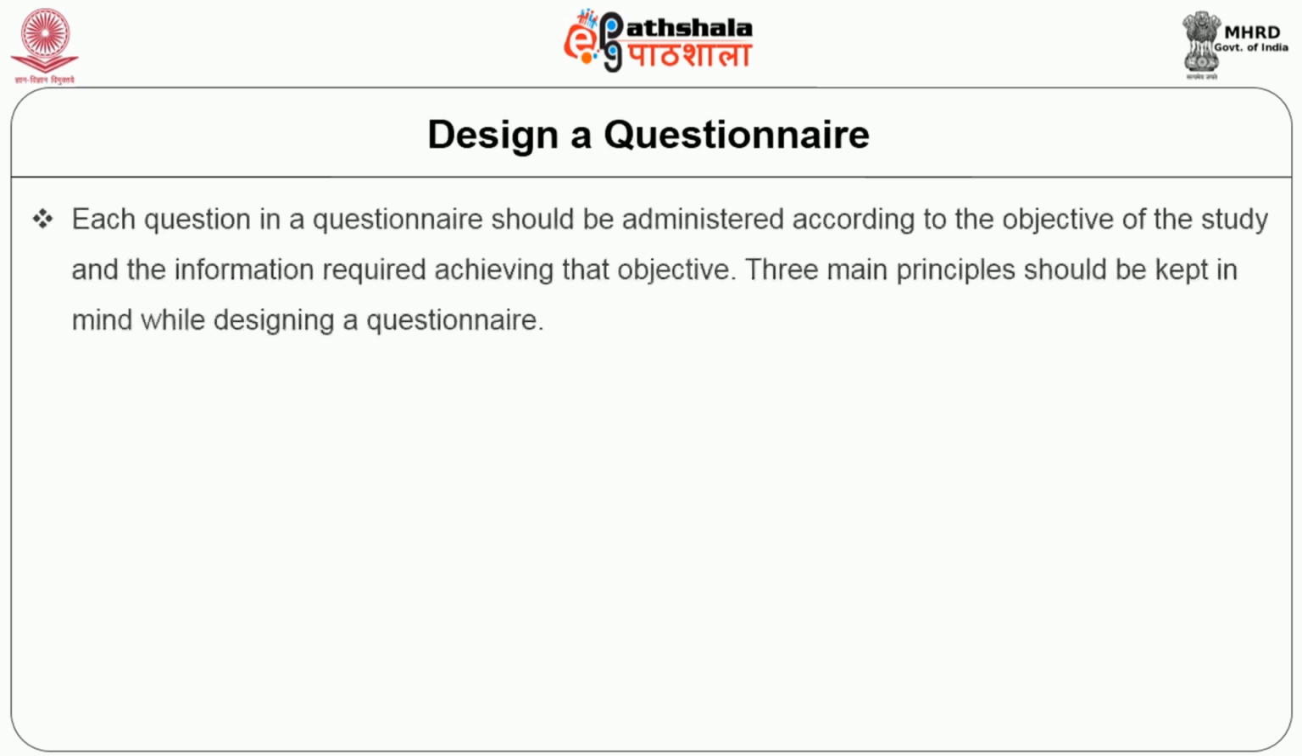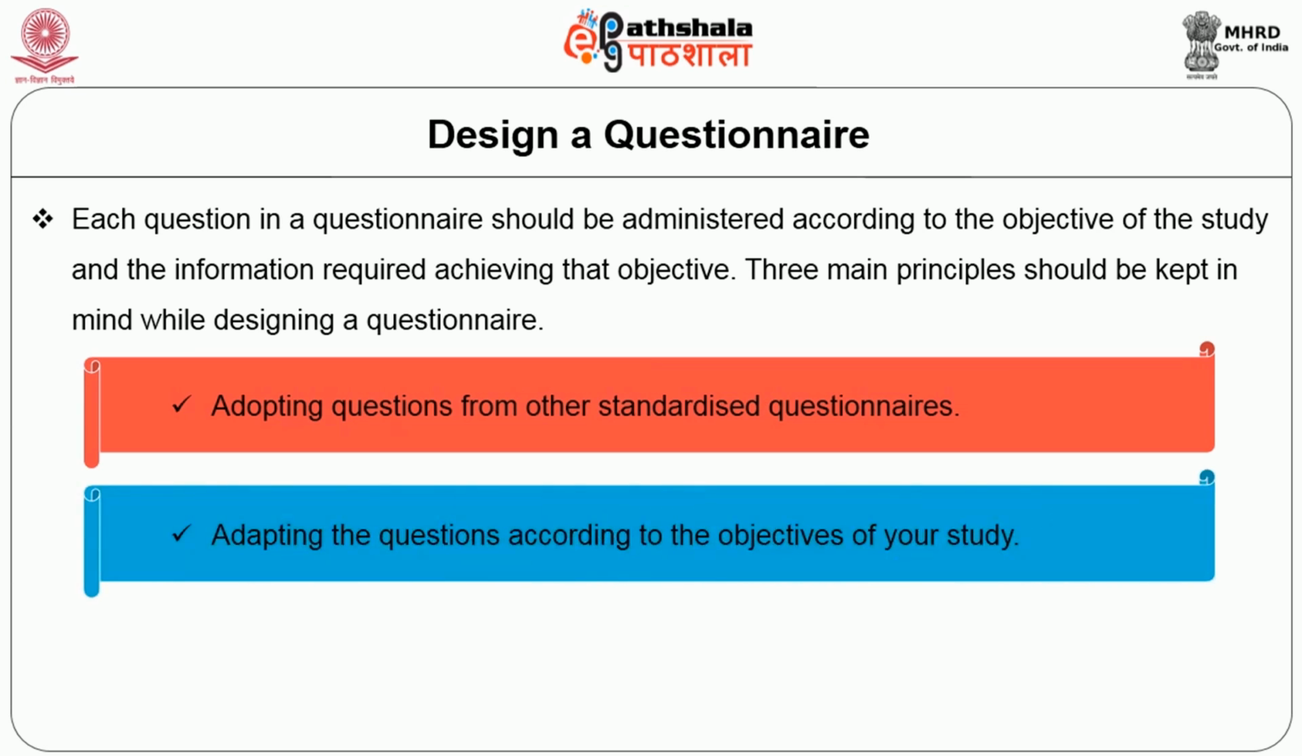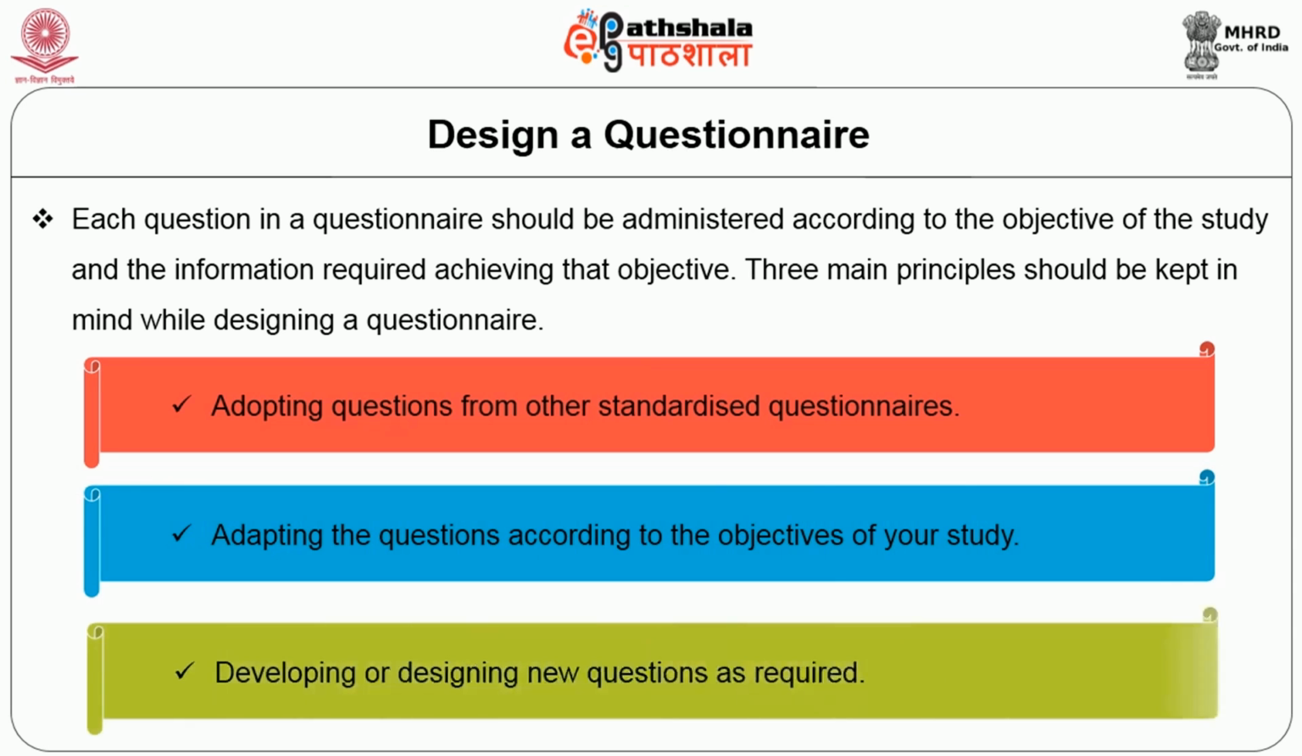Having seen the factors to be considered while using a questionnaire, let us now learn how to design a questionnaire. Each question in a questionnaire should be designed according to the objectives of the study and the information required to achieve that objective. Three main principles should be kept in mind while designing a questionnaire. They are adopting questions from other standardized questionnaires, adapting the questions according to the objectives of your study, and developing or designing new questions as required.